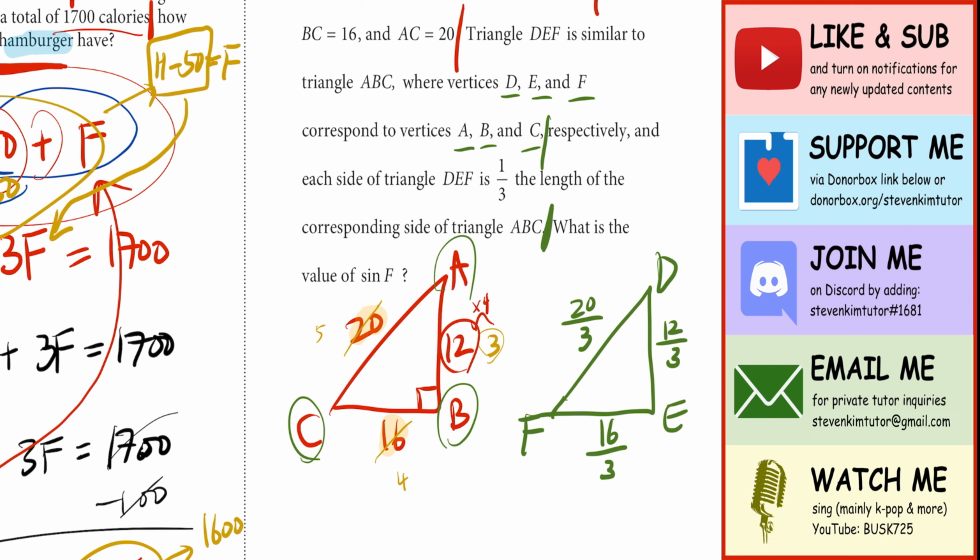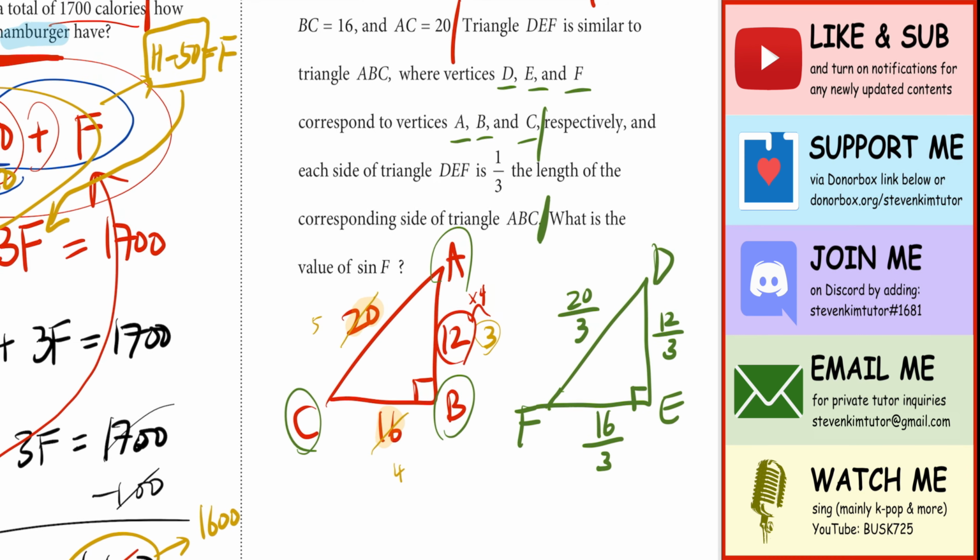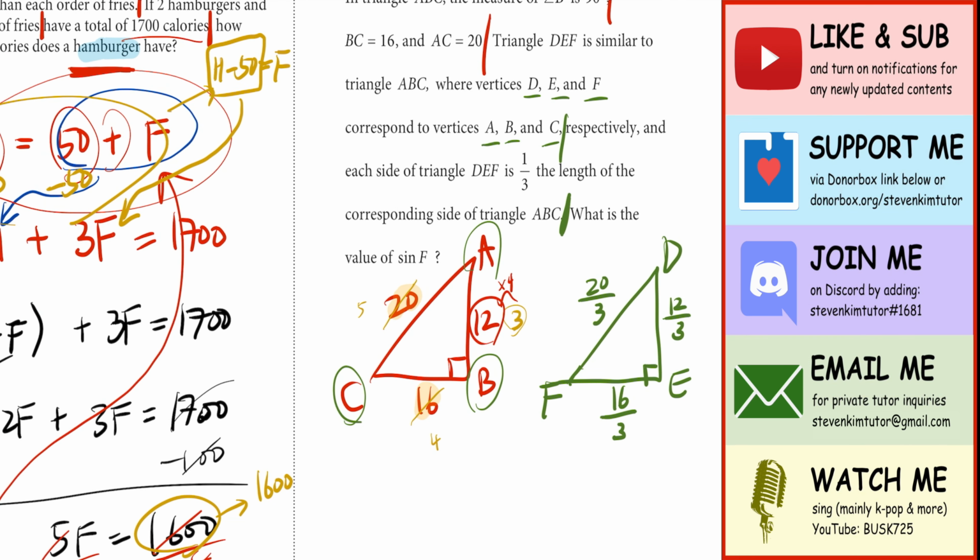Now, 20 divided by 3, please don't do that. That's going to be 6.6666667, but don't do any math like that until you really have to. Another thing, does my green triangle look like it's a third of the size of the red one? No, it doesn't look like that, but do I care? No, I don't. What is the value of sine F?